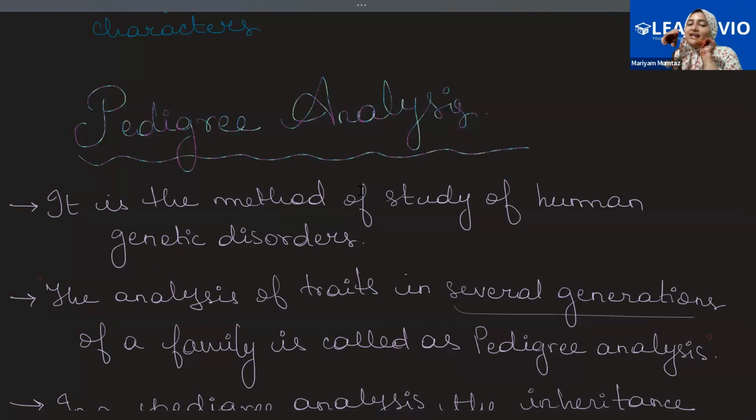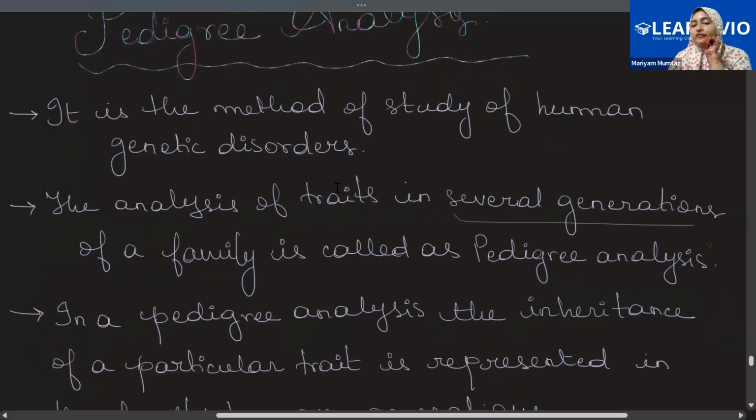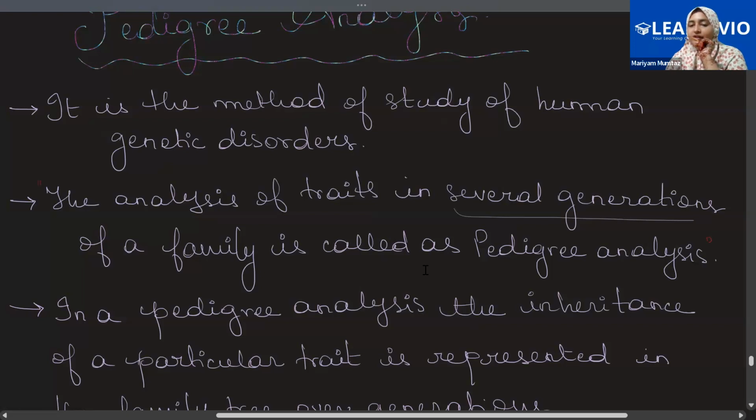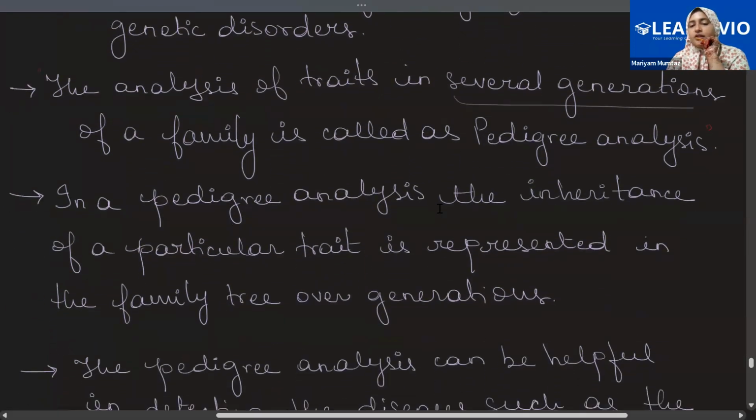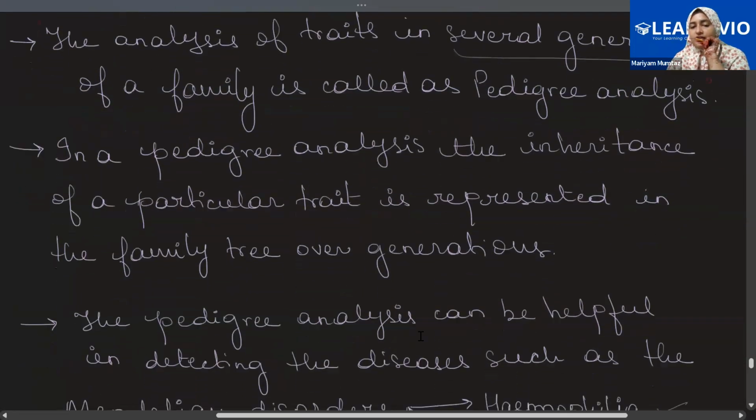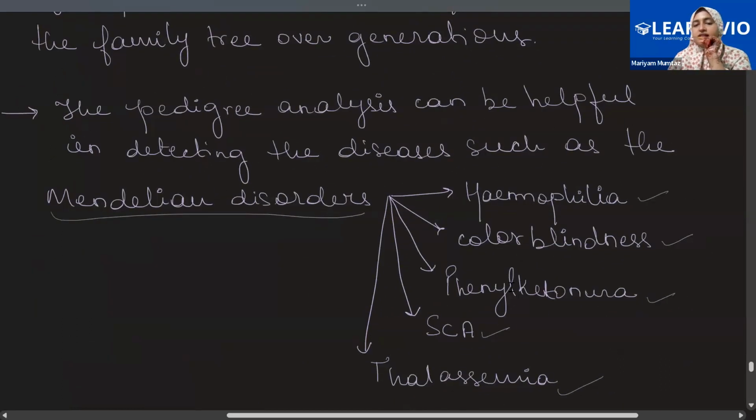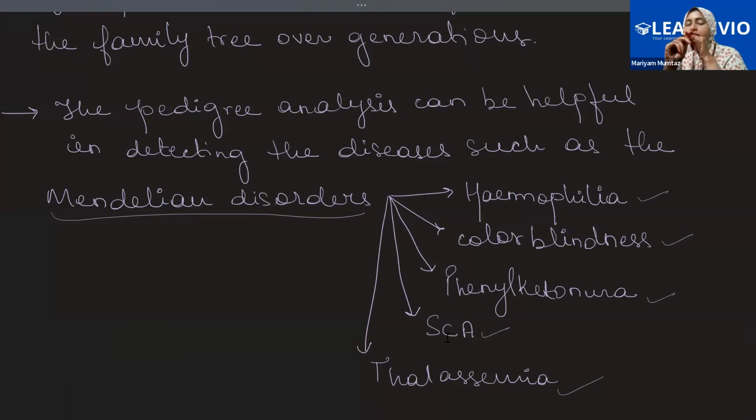So pedigree analysis is just like a family tree, but it is a darker version of a family tree. Why? Because this is going to tell us about genetic disorders, meaning how the inheritance of a particular disorder took place. With the help of pedigree analysis, people can find out whether a human being has a disease, whether it is coming from the parent or directly from the grandparent. So it is a method of study of human genetic disorders. The analysis of traits is done over several generations of a family, and we call it pedigree analysis. Inheritance of a particular trait is represented in a family tree over generations, and it can be helpful in detecting Mendelian disorders like hemophilia and color blindness. All of these disorders can be detected by pedigree analysis.